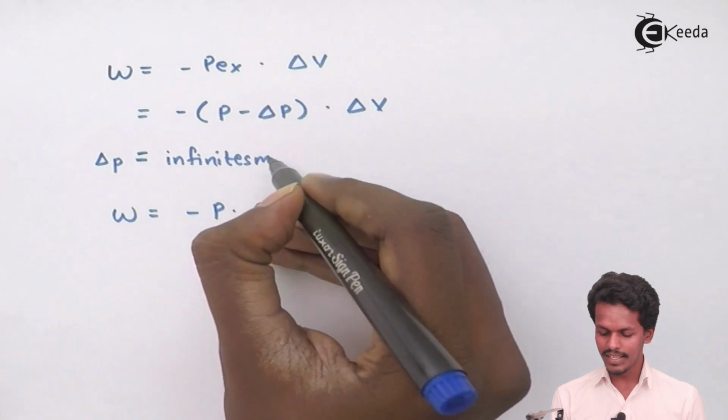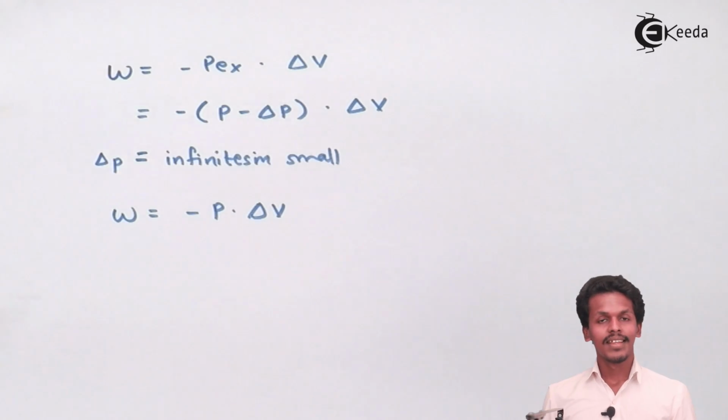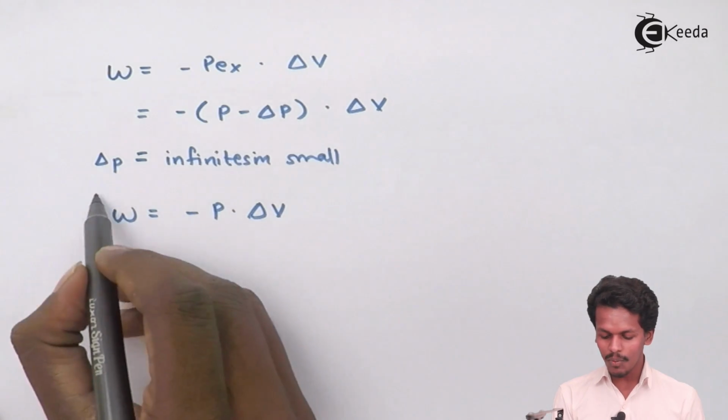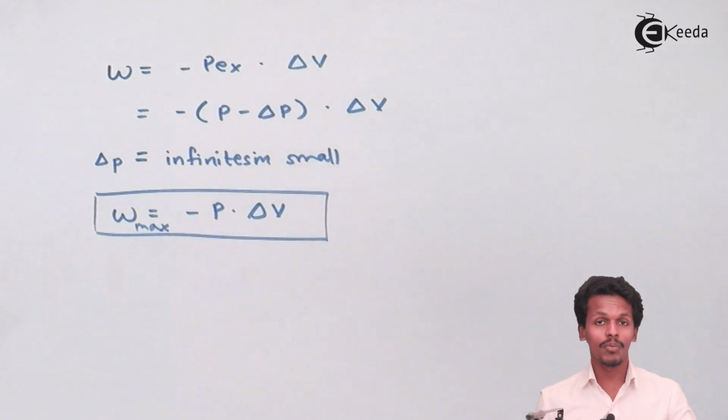This is an infinitesimally small value. So in this case, what we can observe is that the work could be maximum. The work could be maximum. So that is what this talks about.